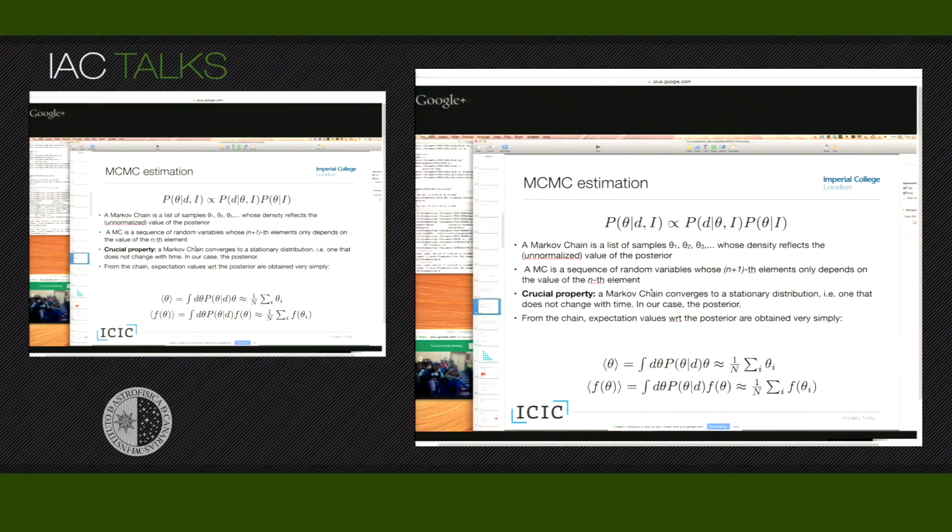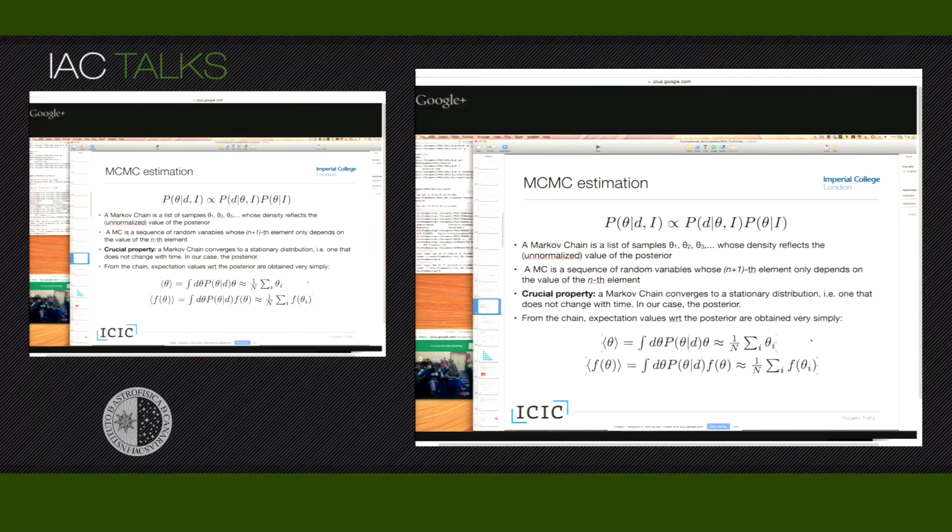Okay, now if you have the chain, Markov chain, then you're done, because then you can do Monte Carlo estimates of all the quantities that are of interest to you. So, for example, if you're interested, say, in the posterior mean for your parameter theta, the expectation value of theta under the posterior, the samples, the theta i's themselves, are drawn from the posterior distribution by construction.